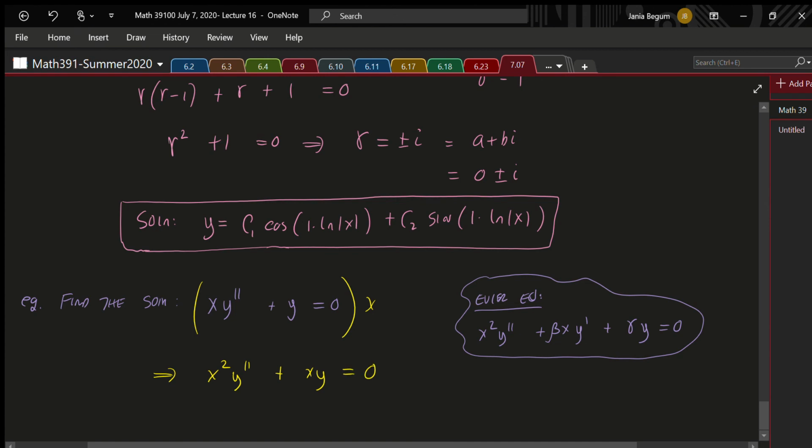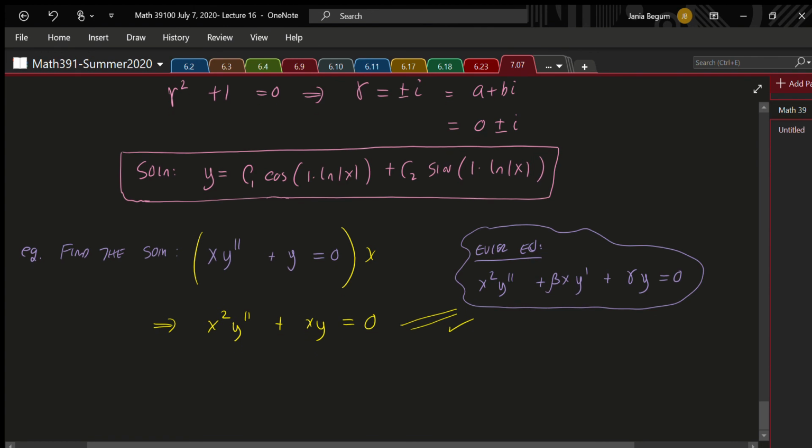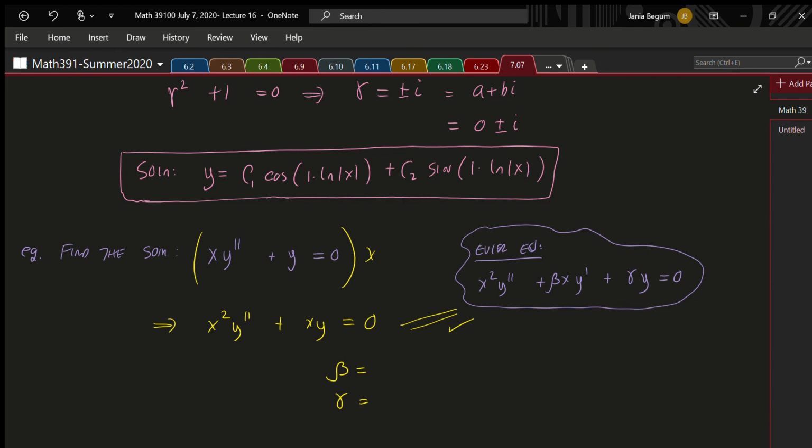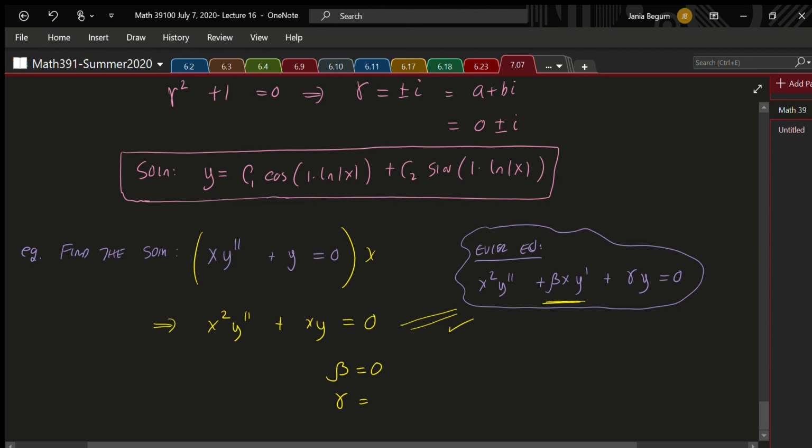Now does it look like the form that we want? Yeah, right? Check. Okay, well now let's identify what is beta and what is gamma. What do you guys think? Anyone? We have 5 minutes, so let's hurry up with this question. Because we don't have a y prime term, beta is 0. What about gamma?